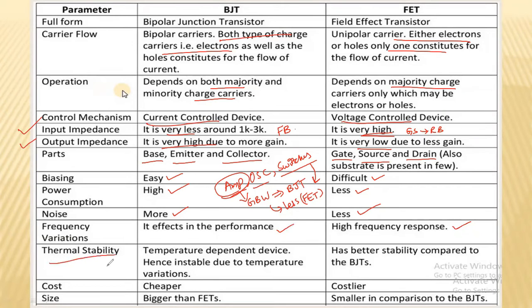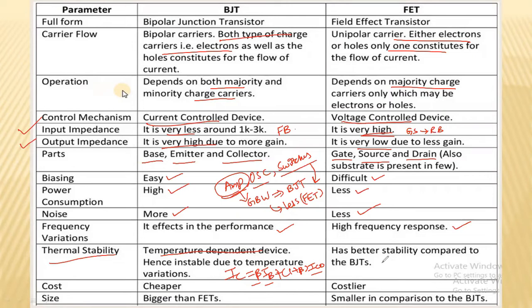Next, coming to thermal stability. BJT is a very temperature dependent device, which is unstable, because as temperature increases, we have seen IC is equal to beta times IB plus (1 plus beta) times ICO or ICBO. This equation clearly tells us the output current mainly depends on beta, IB and also ICO, the reverse saturation current. As temperature increases, these three factors change, which definitely affects the output current of the BJT.